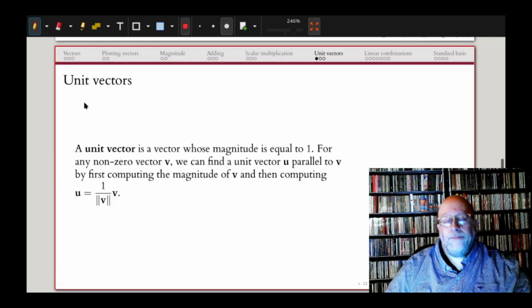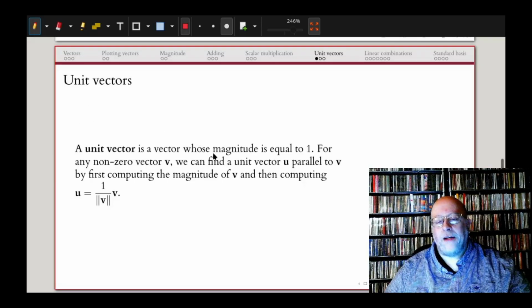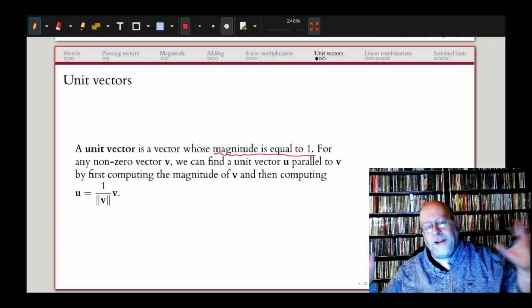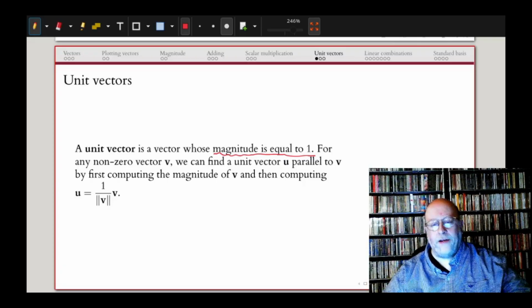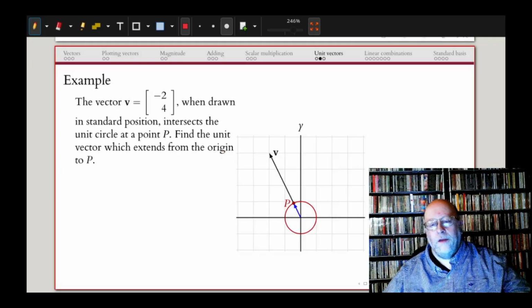A unit vector is any vector whose magnitude is exactly equal to 1. And we can find a unit vector parallel to any vector, any non-zero vector, by first finding the length of that vector and then scaling the vector by 1 over that magnitude. I'll show you an example. This example is a little complicated, so in the next slide I'm going to present a typed solution. But we'll do this out by hand first.